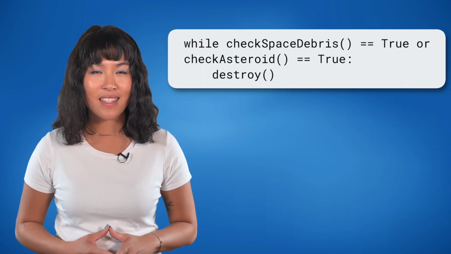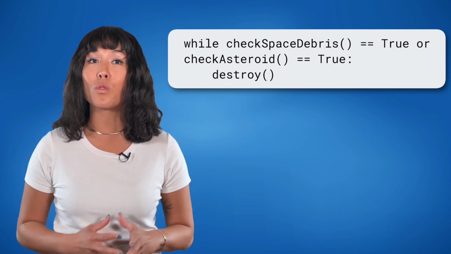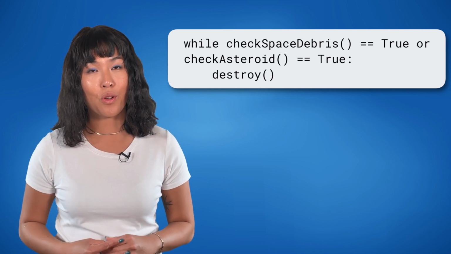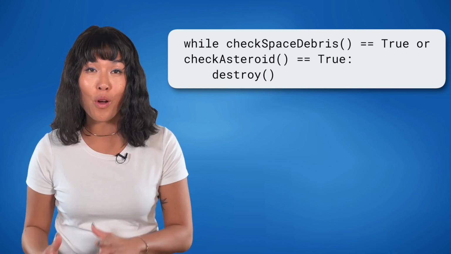Excellent work! Your code should look something like this. While check space debris equals true, or check asteroid equals true, we will call the destroy function to destroy that object. In my spacecraft, I have to monitor several resources at the same time.